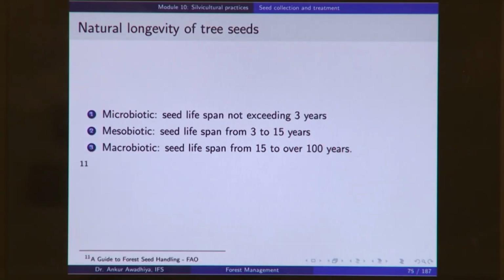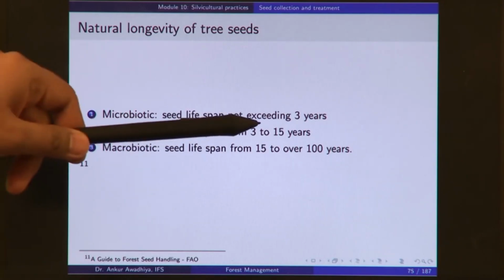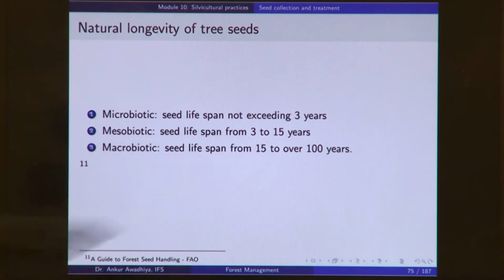Now, once you have collected these seeds, you have to store these seeds, because typically you will not be using all of these seeds together. So, while storing, we need to be sure about the natural longevity of these tree seeds. There are certain species that have microbiotic seeds, which means that the seeds have a short lifespan. Some are mesobiotic, which have a middle lifespan, and some are macrobiotic, with a very long lifespan. So, those seeds that are macrobiotic can be stored for very long periods of time, whereas those seeds that are microbiotic can be stored for a very short period of time.